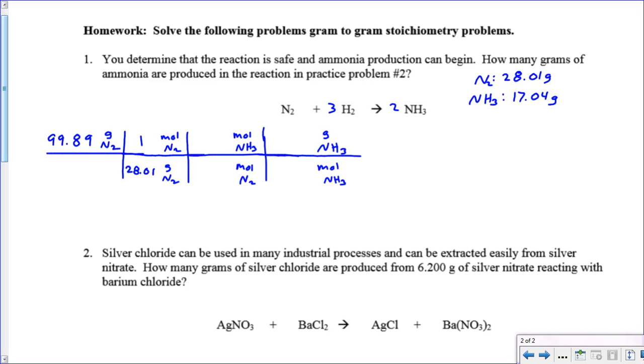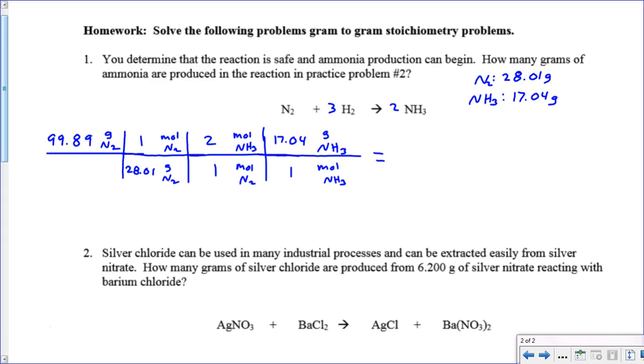Then we do the mole ratio. You look at the coefficients on the balanced chemical equation. In that chemical equation, NH3 has a 2 in front of it, N2 has a 1 in front of it. All right, so we've got 1 and 2 there. And then going from moles to grams for NH3, moles to grams is the molar mass again. So we know 1 mole is 17.04 grams.